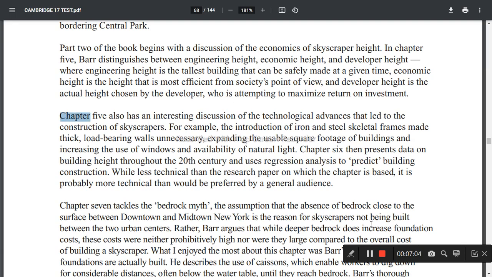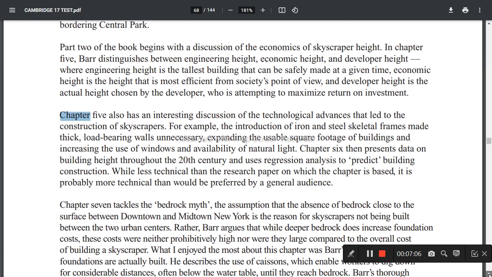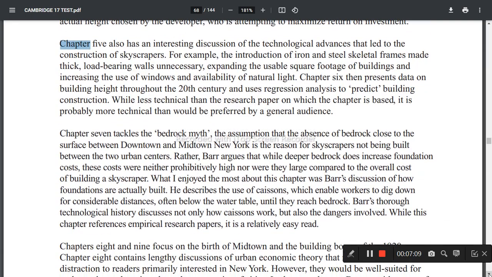Chapter 5 also has an interesting discussion of the technological advances that led to the construction of skyscrapers. For example, the introduction of iron and steel skeletal frames made thick, load-bearing walls unnecessary, expanding the usable square footage of buildings and increasing the use of windows and the availability of natural light.